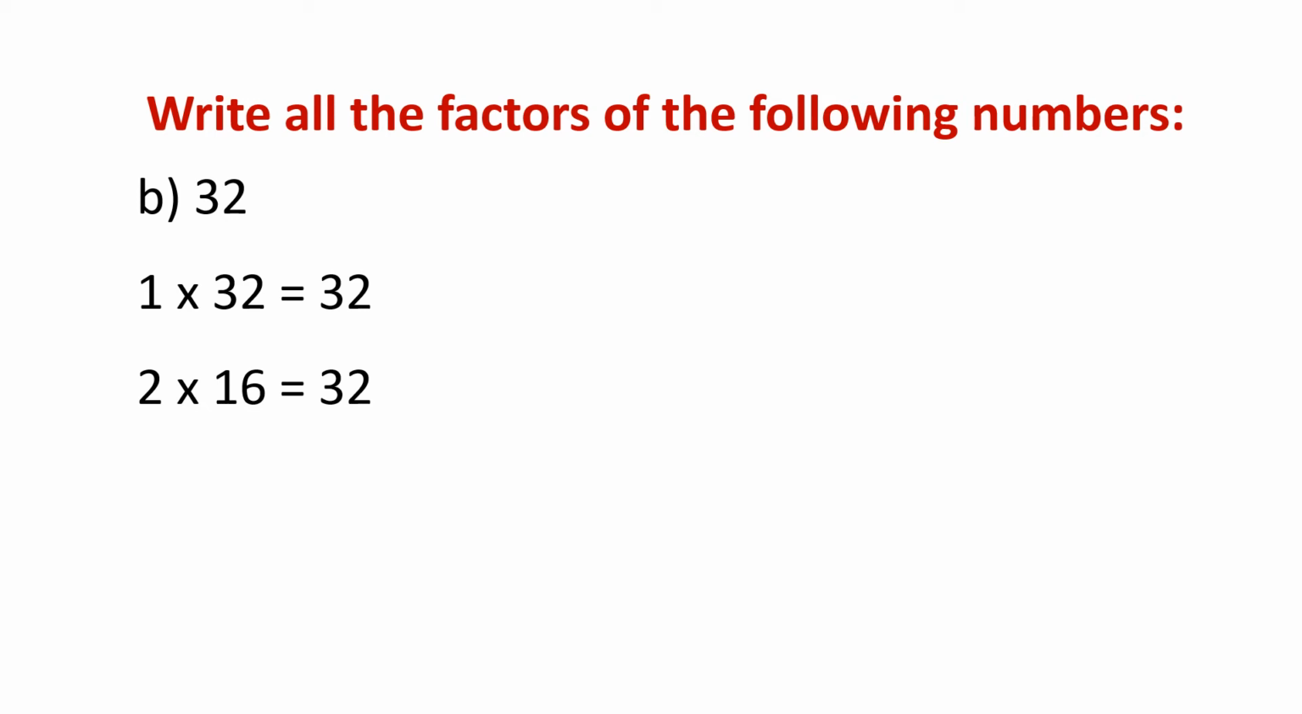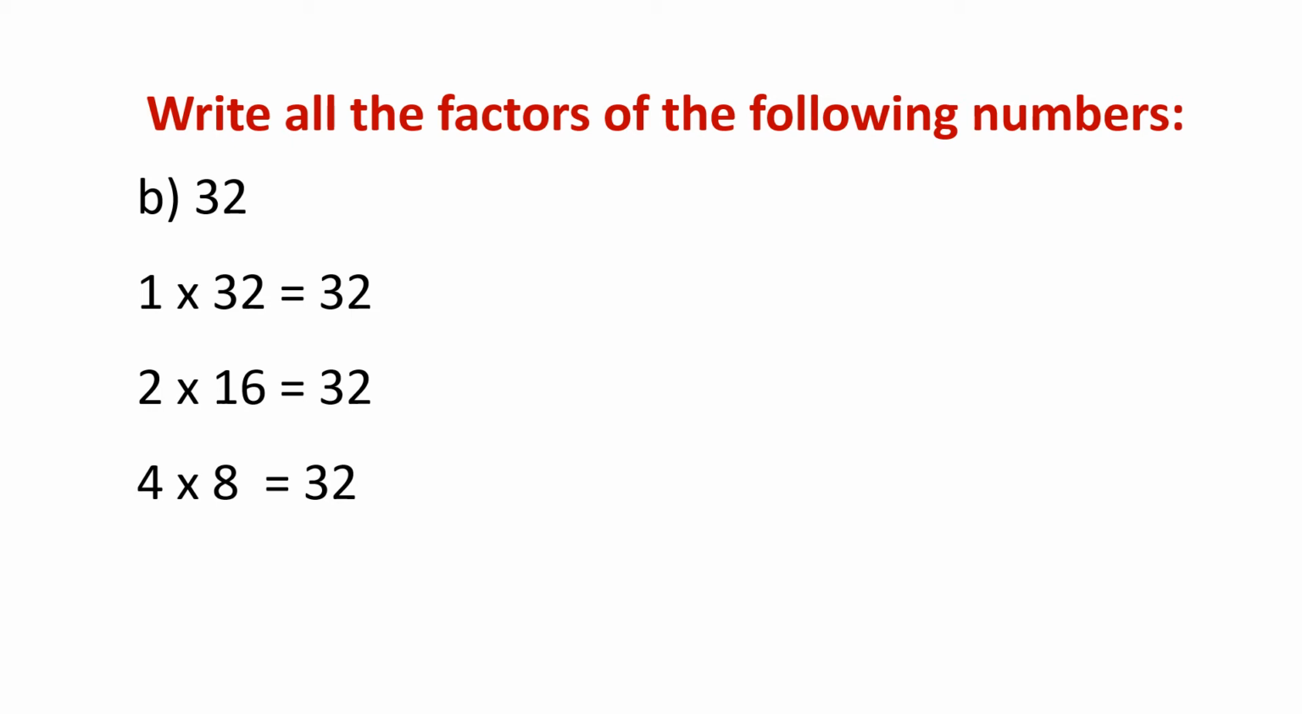Is 32 completely divisible by 4? Yes, because 4 8s are 32. So 32 can be written as 4 multiplied by 8 is equal to 32. Then we take the next natural number 5. Is 32 completely divisible by 5?